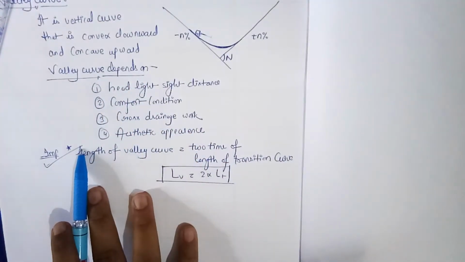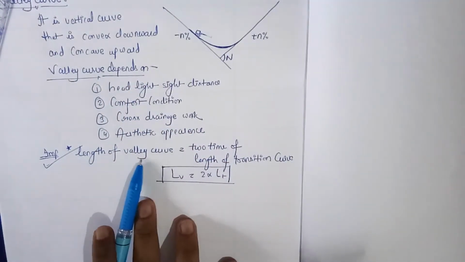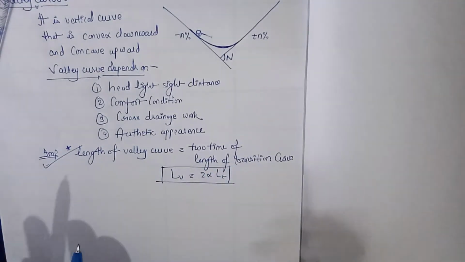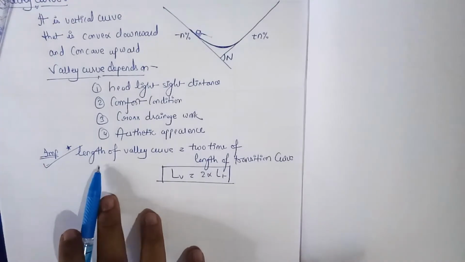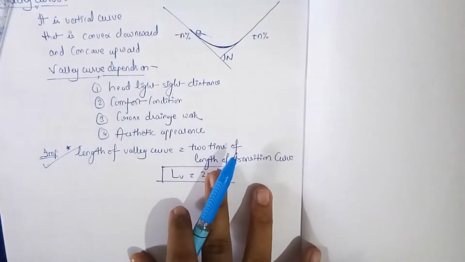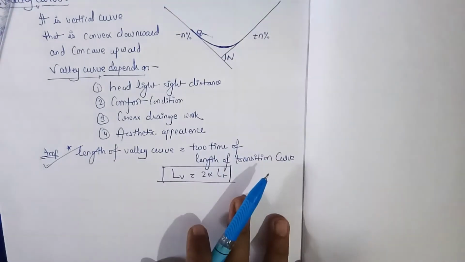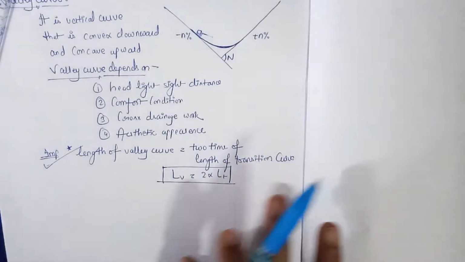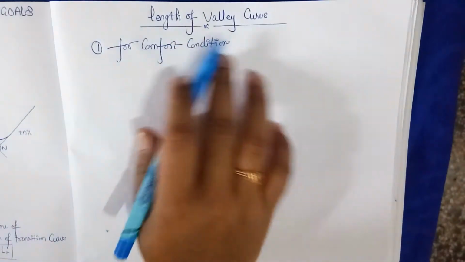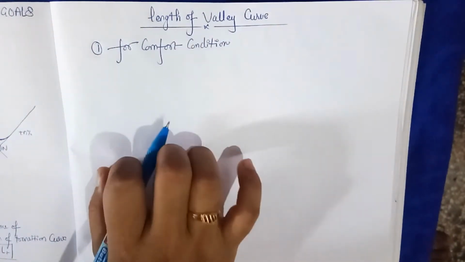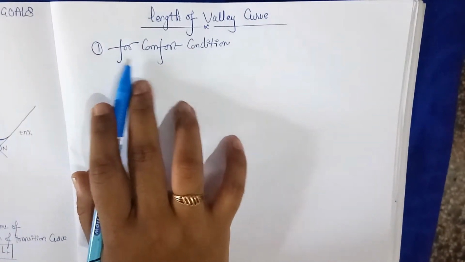Next we will see one important point, that the length of a valley curve will be equal to 2 times the length of a transition curve. This is a very important point, mark it as important. Next we will see how to find the length of a valley curve depending upon the comfort condition and the headlight sight distance. We will first see the comfort condition.